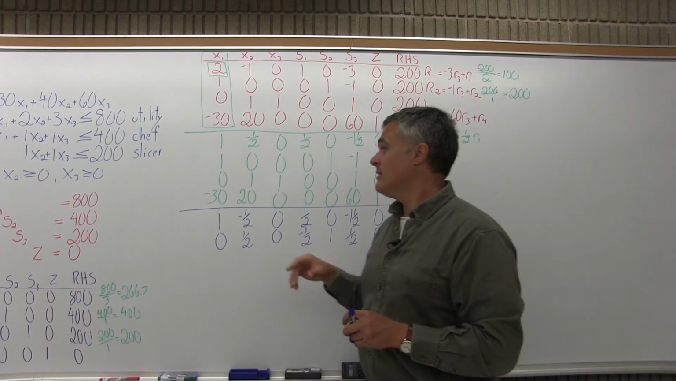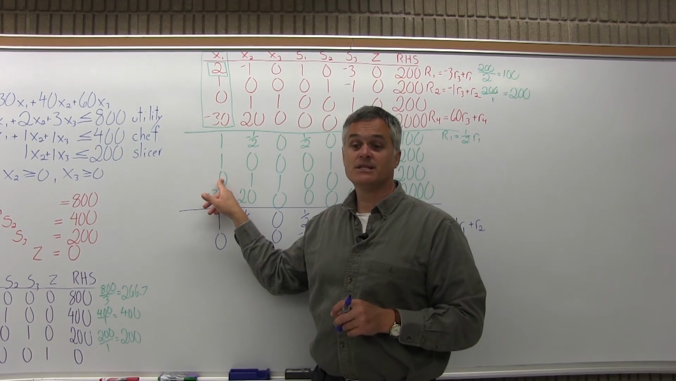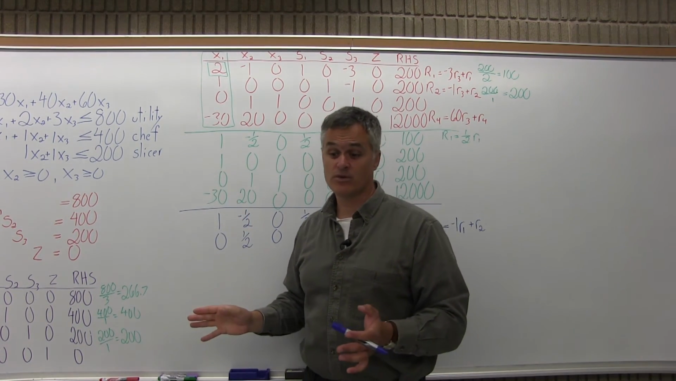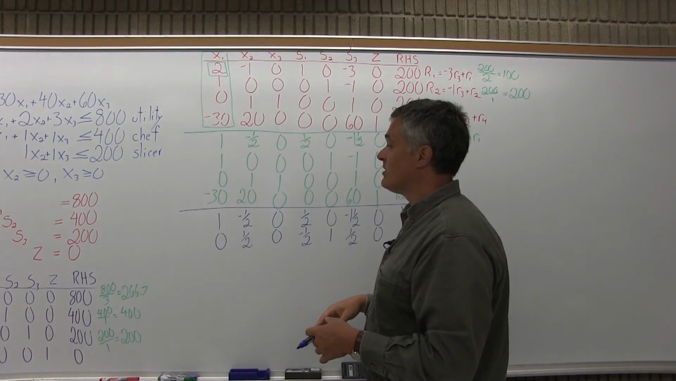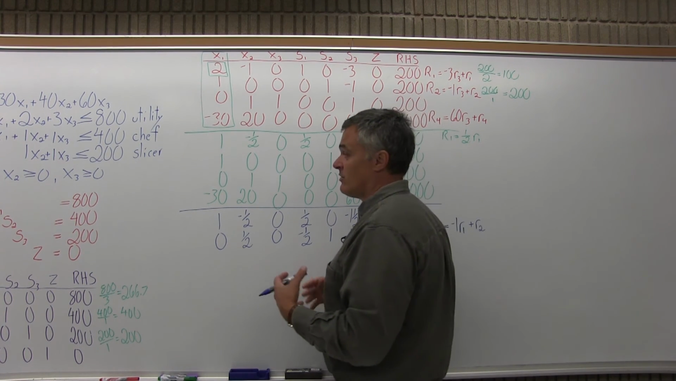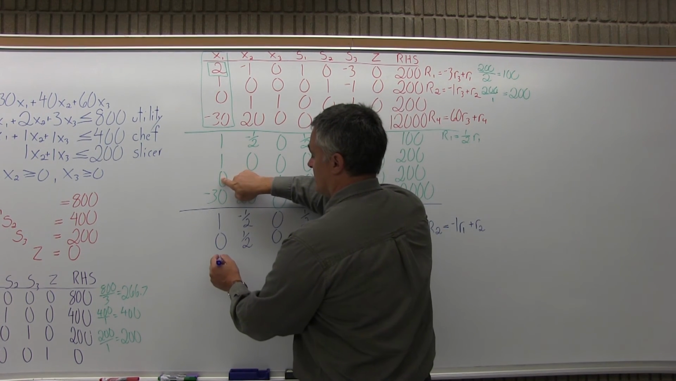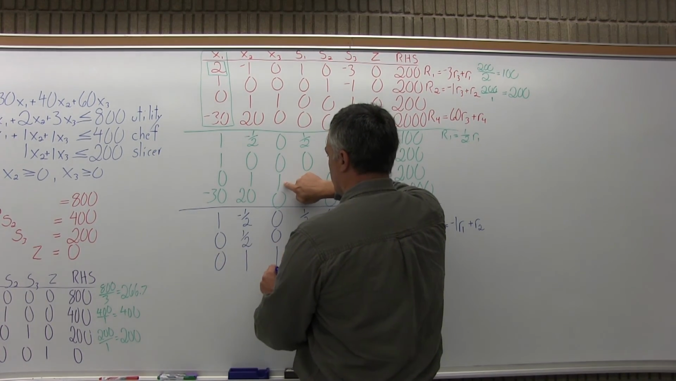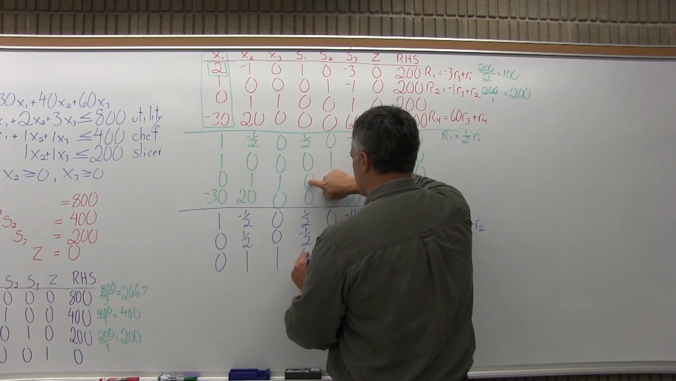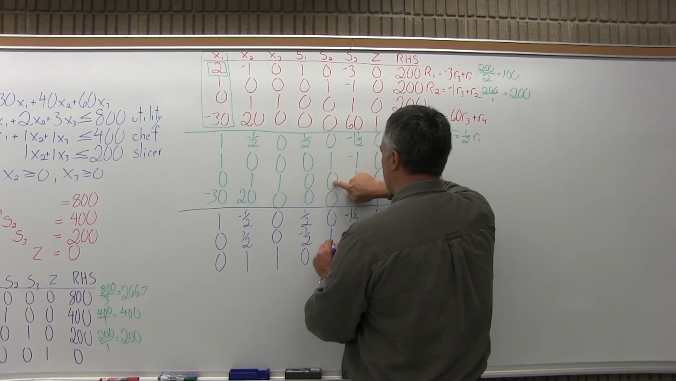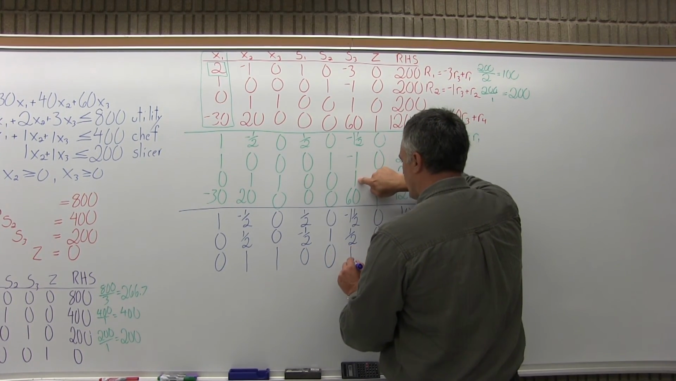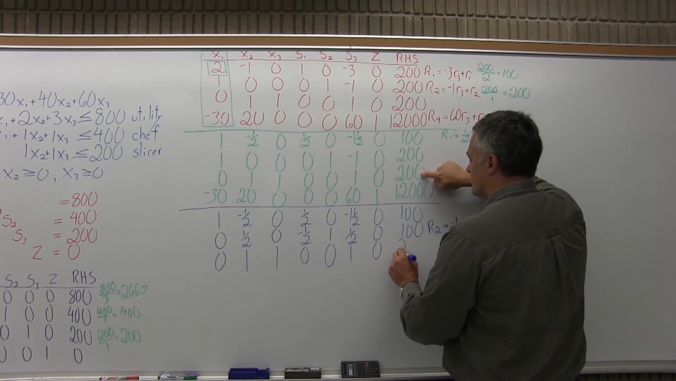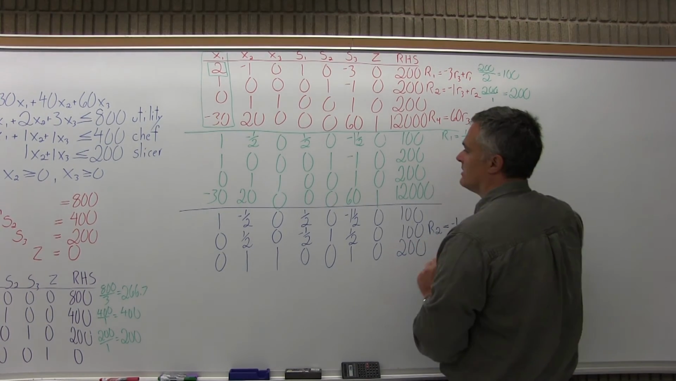Row 3, fortunately, already has a 0 in the x1 column or the pivot column. So I don't have to change anything on row 3. So moving into the tableau that I'm finishing now, row 3 will stay the same. The x1 value is 0. The x2 value is 1. The x3 value is 1. The s1 value is 0. The s2 value is 0. The s3 value is 1. The Z value is 0, and the RHS value is 200. So that one goes very easily, row 3.